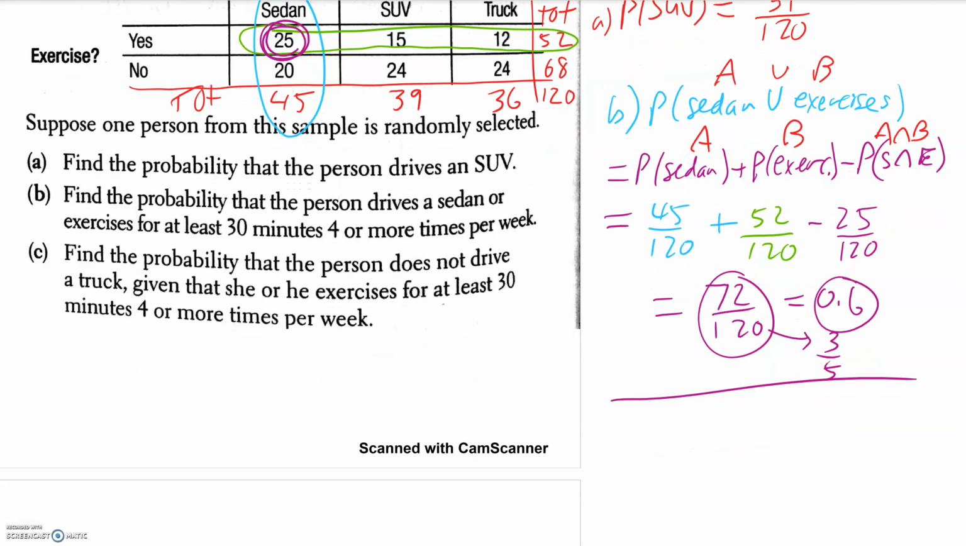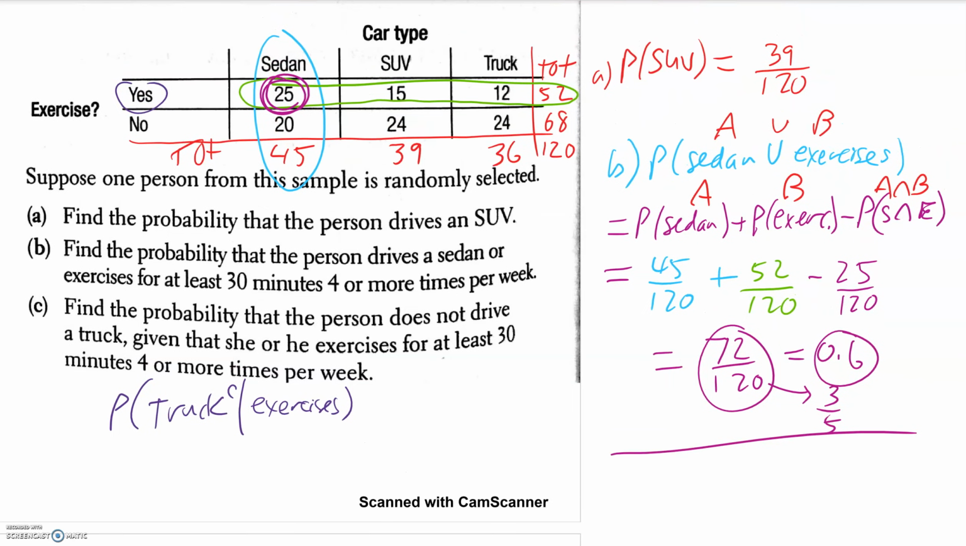Find the probability that the person does not drive a truck. So we'll say truck complement, given that he or she exercises. So we'll say given that they exercise. I guess technically you could put yes there because that's what they say in the table. All right, so find the probability, just double checking, that the person does not drive a truck, given that he or she exercises for at least 30 minutes a week.